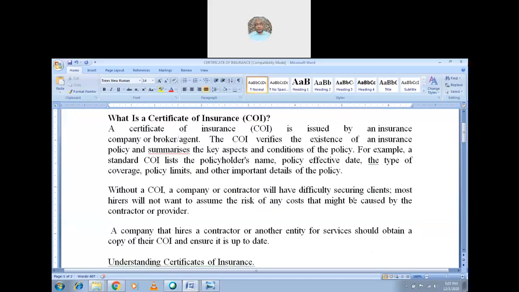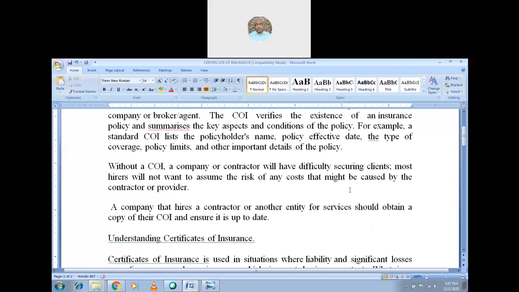Yes, without a COI, a company or a contractor will have difficulty securing claims. Otherwise, what is the surety or the bond that a person is a policy holder? So this is the certificate which will be issued by the insurer to the insured. Most hirers will not want to assume the risk of any cost that might be caused by the contractor or the provider. So the insurance provider's certificate should be there.